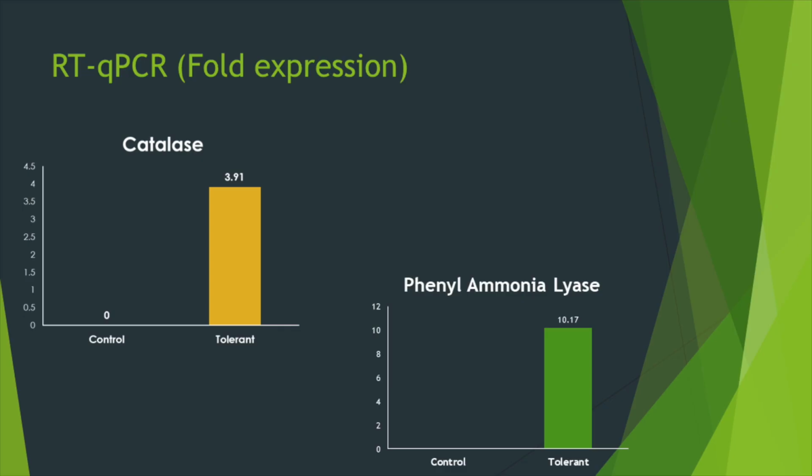The genes we analyzed were PAL, phenylalanine ammonia lyase, and catalase. The catalase gene was increased around 3.9 times, or roughly 4 times, whereas the phenylalanine ammonia lyase gene showed increased production, about 10 times, that is, that particular gene was activated by infection.